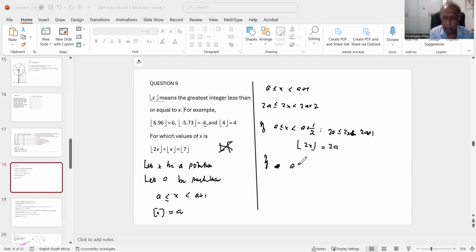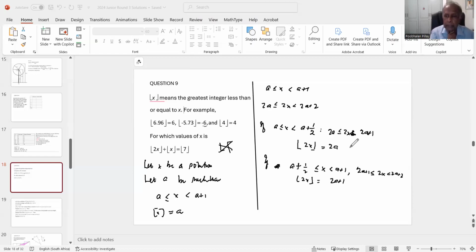okay, if x lies between a plus half and a plus 1. So x could be halfway in between. It could be on the right half or the left half. Now this is the right half. When it's beyond a plus half, but less than a plus 1, right? Then what happens to 2x? Then you got 2a plus 1 is less than or equal to 2x is less than 2a plus 2. Now, these are consecutive integers here. So in this case, 2x is equal to 2a plus 1. Right.